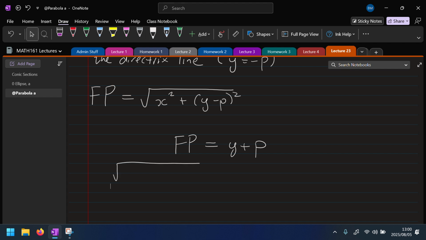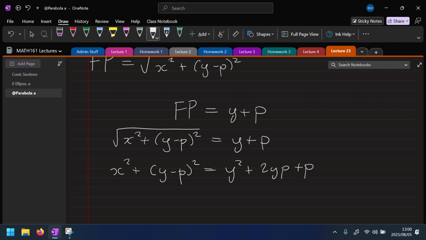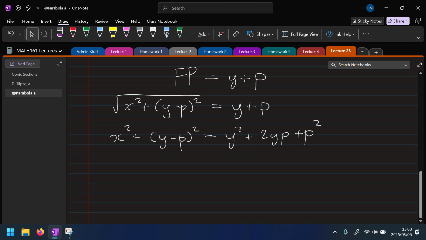So this is going to be the root of x squared plus (y minus p) squared, equal to y plus p. Okay, same stuff as before. We want to simplify this. We've got this root, so we square both sides. So we're going to have x squared plus (y minus p) squared equal to y squared plus 2yp plus p squared. Okay, we can expand out the other square from that left-hand side.